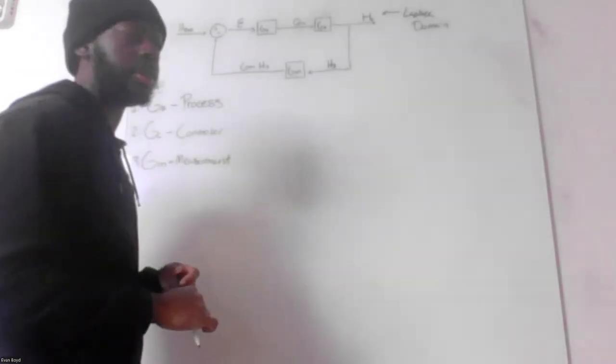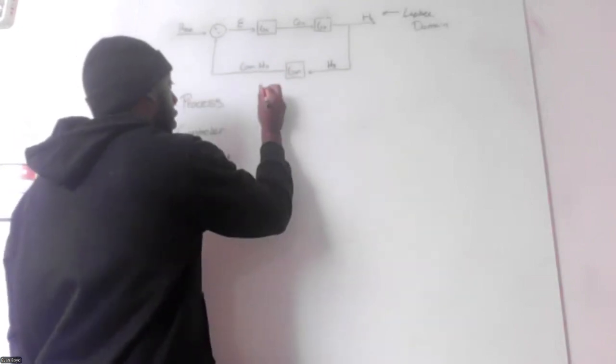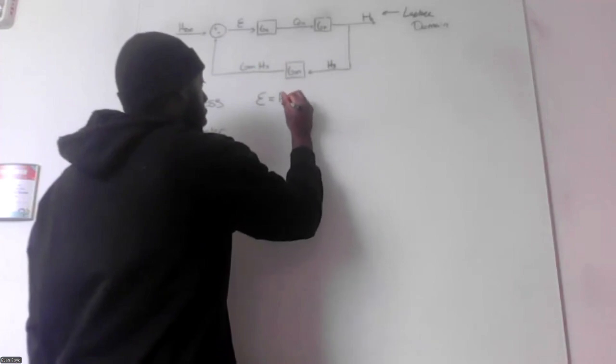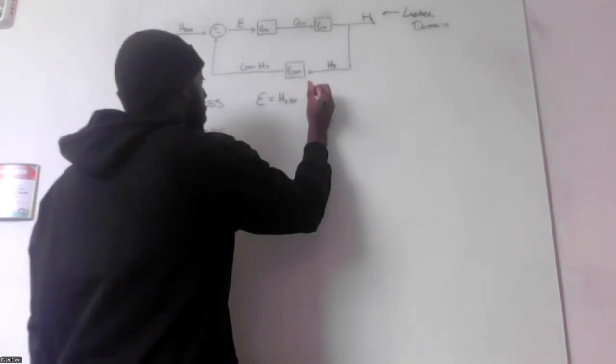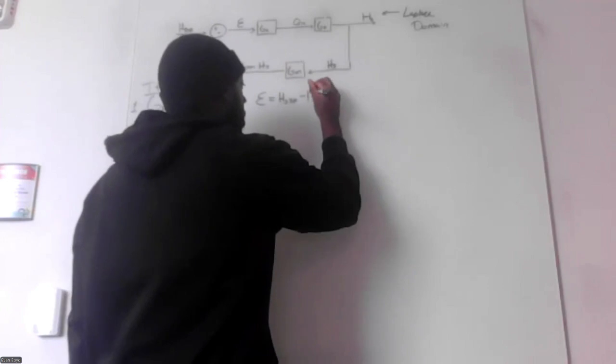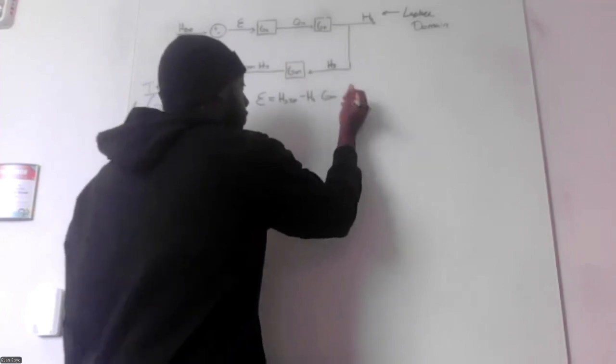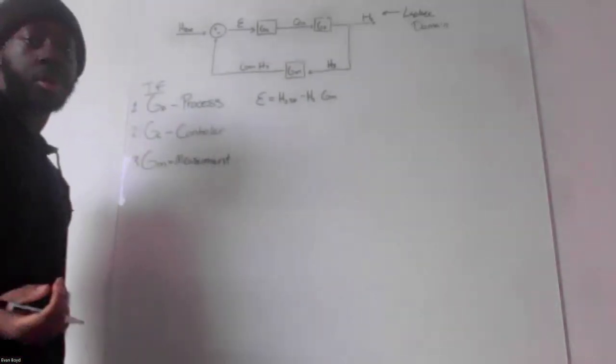Okay. Now, first, what's error? So error in this case is equal to the height of the set point that we set minus the actual height that comes out times the measurement device. Okay. So that's error in this case.